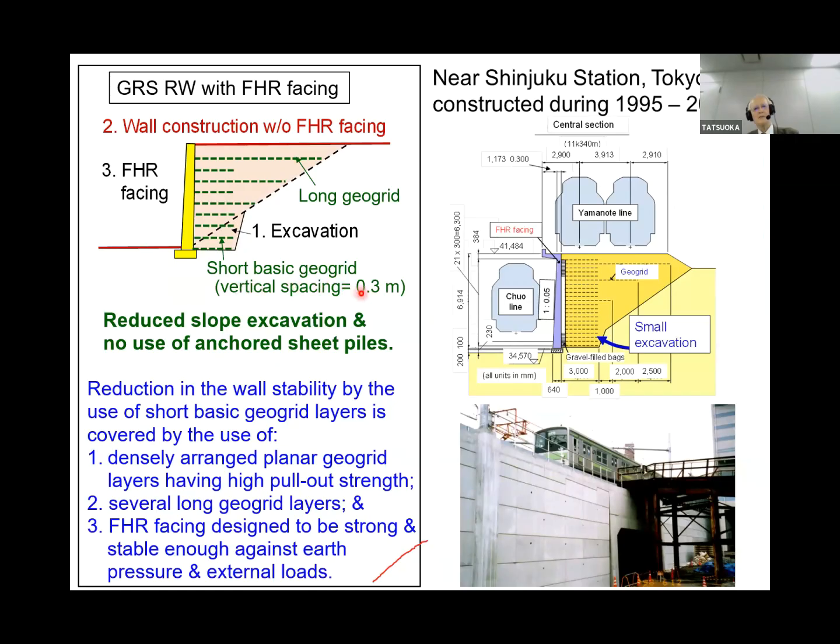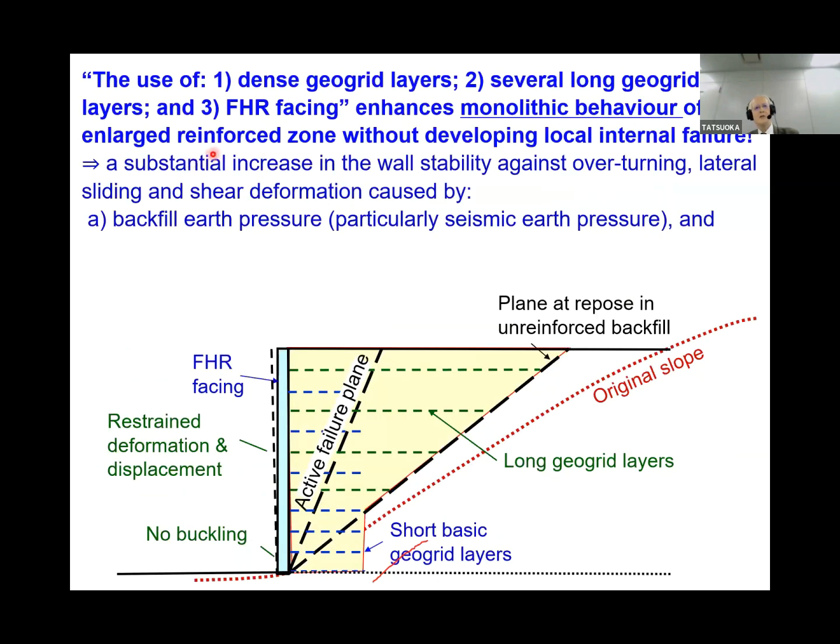So the vertical spacing is 0.3 meter. The second is the use of several long geogrid layers here, and the use of full height rigid facing. This is designed to be strong and stable enough against earth pressure and external loads. So the use of densely arranged grid layers and several long grid layers here, and the use of full height facing, these enhance monolithic behavior of the enlarged reinforced zone without developing a local internal failure.